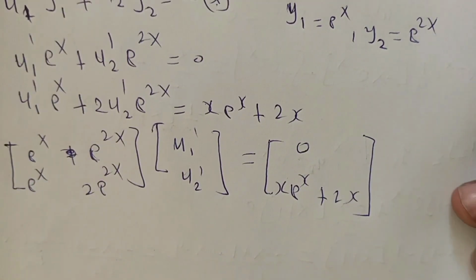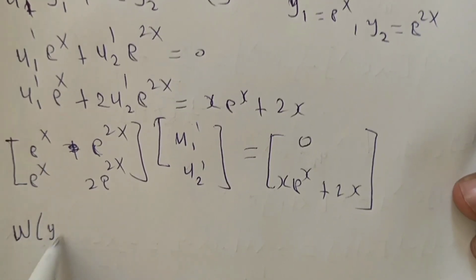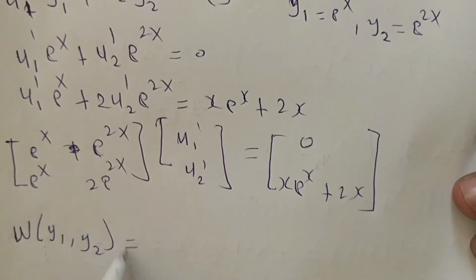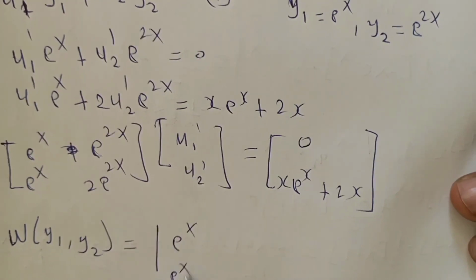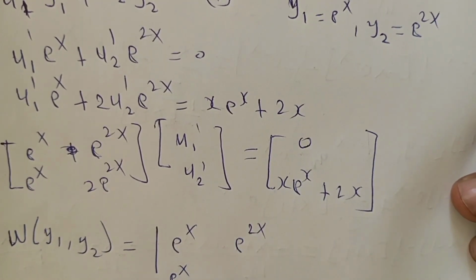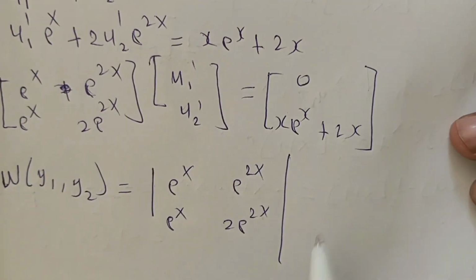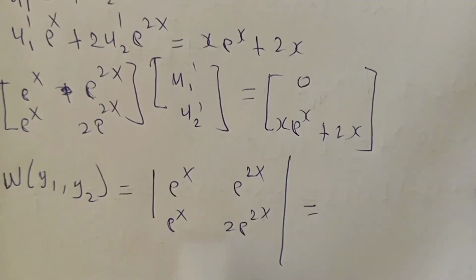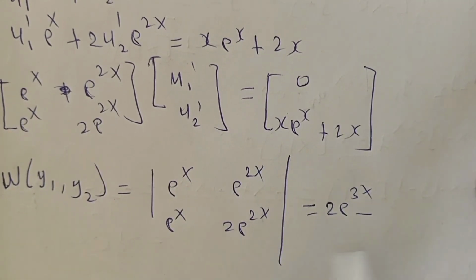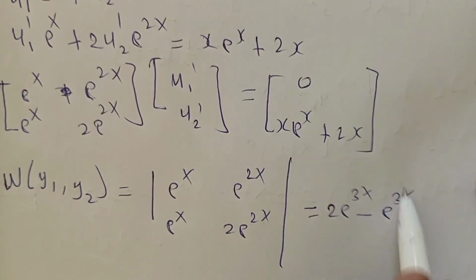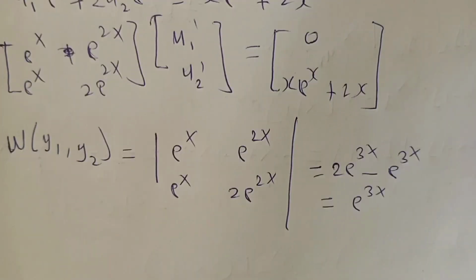From this part now, we do what is called the Wronskian. The W stands for the Wronskian of y1, y2, which is equal to the determinant of exponential x, exponential x, exponential 2x, 2 exponential 2x. The determinant here will give you 2 exponential 3x minus exponential 3x, which is equal to exponential 3x when you subtract.